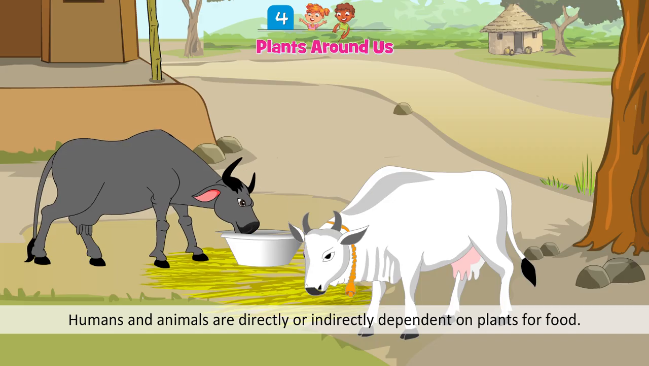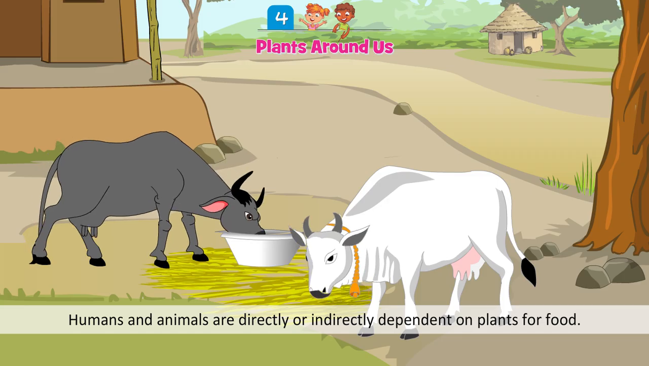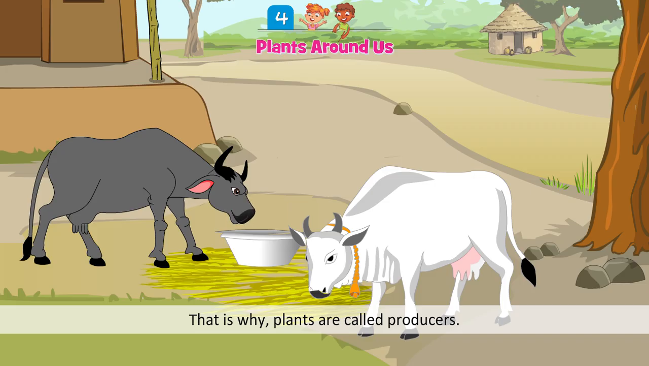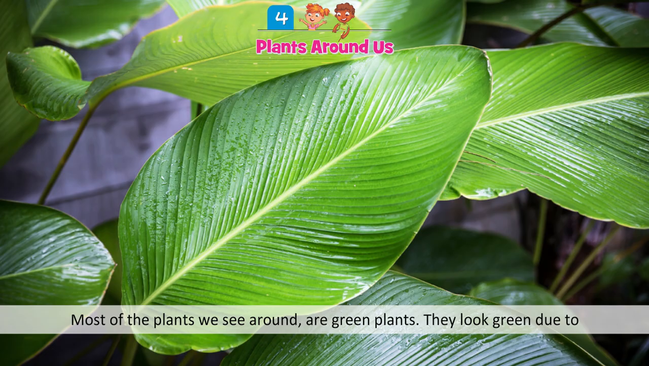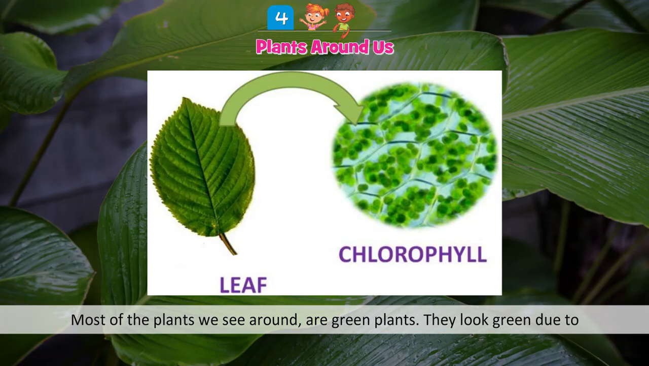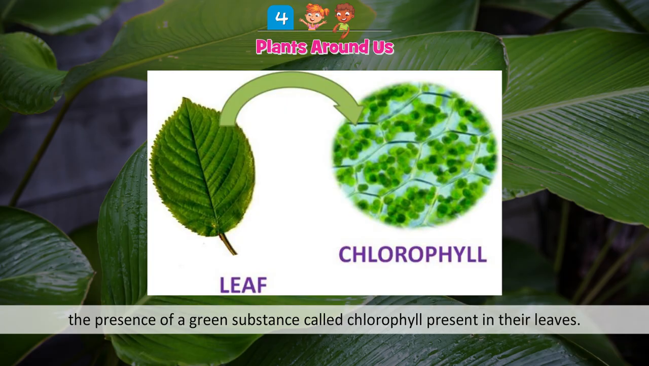Humans and animals are directly or indirectly dependent on plants for food. That is why plants are called producers. Leaf. Most of the plants we see around are green plants. They look green due to the presence of a green substance called chlorophyll present in their leaves.